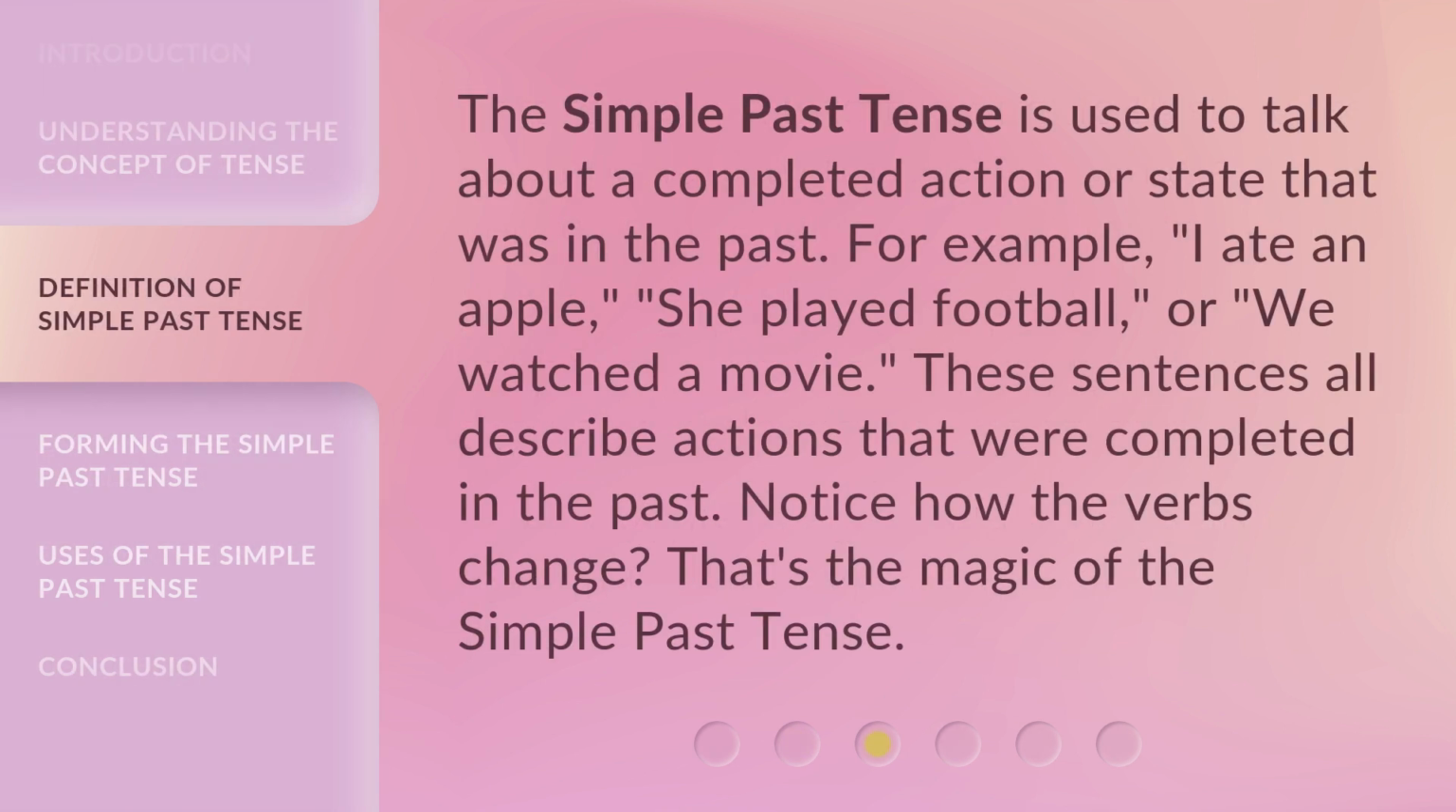The simple past tense is used to talk about a completed action or state that was in the past. For example, I ate an apple, she played football, or we watched a movie. These sentences all describe actions that were completed in the past. Notice how the verbs change? That's the magic of the simple past tense.